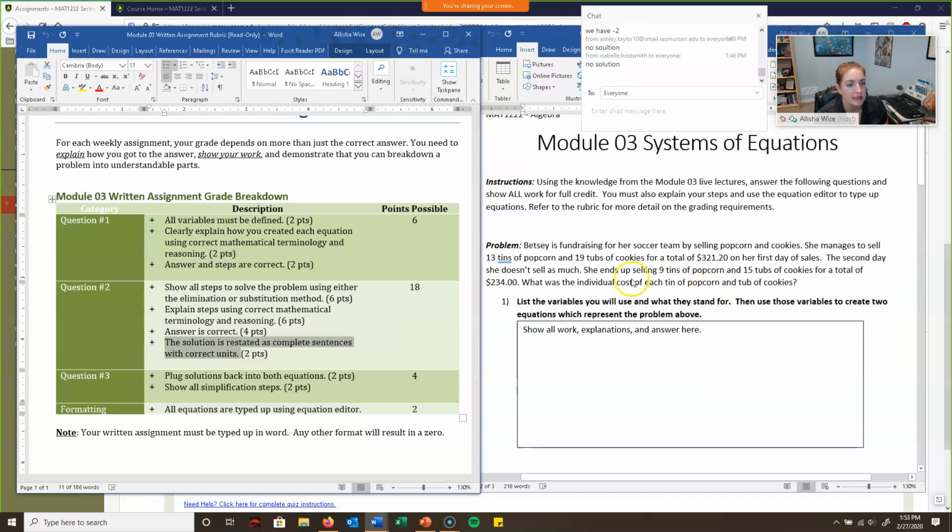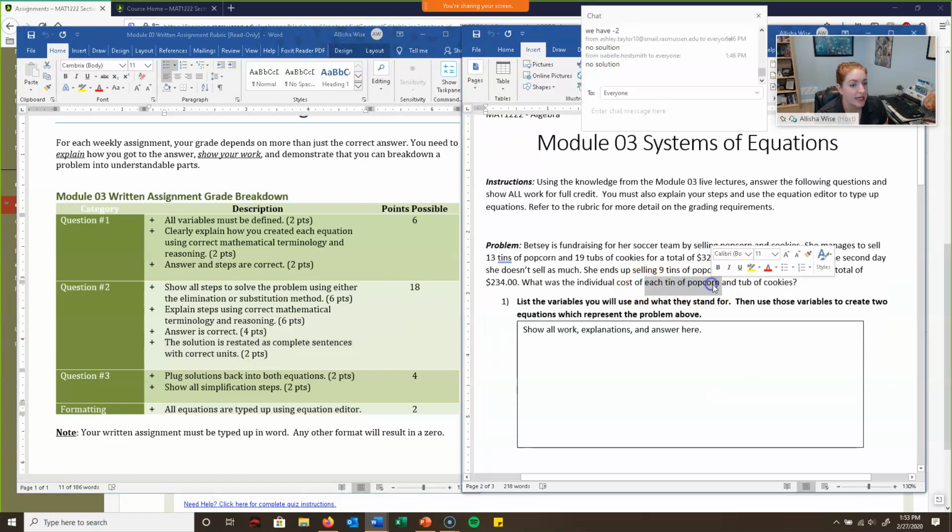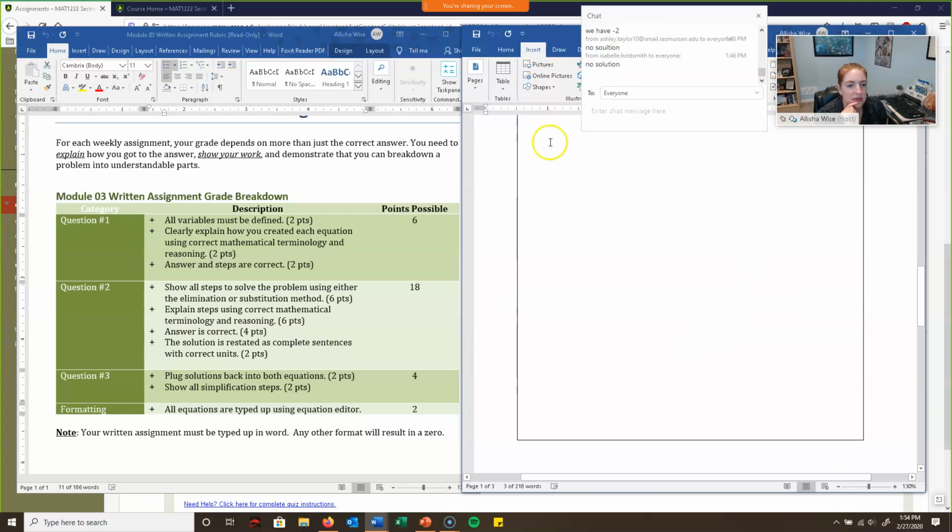So for instance, each tin of popcorn costs, enter answer and units there. Each tub of cookies costs, enter. That's a complete sentence. So just make sure that's a complete sentence. I want you to tie it back to the problem so we're relating it and it's not just a number. It's an actual value. We're connecting to these concepts.